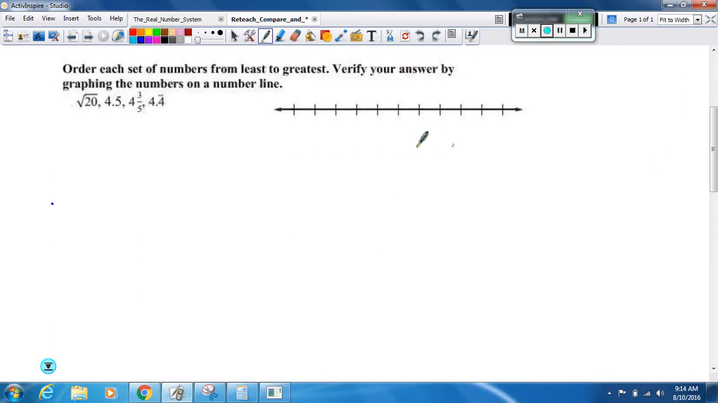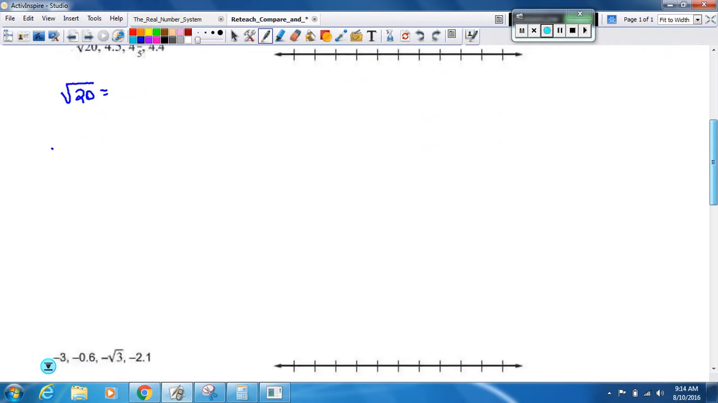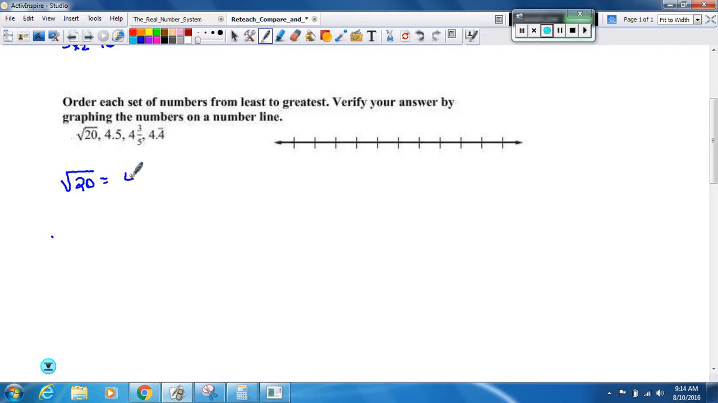Okay, the next one, order each set of numbers from least to greatest. Verify your answer by graphing the numbers on a number line. So the square root of 20, I already figured that out on the calculator, and that is 4.47. 4.5, well, that one's already a decimal, but I'm going to make it with 2 decimal places, so I'm going to make it 4.50, because again, it's easier to think of money.